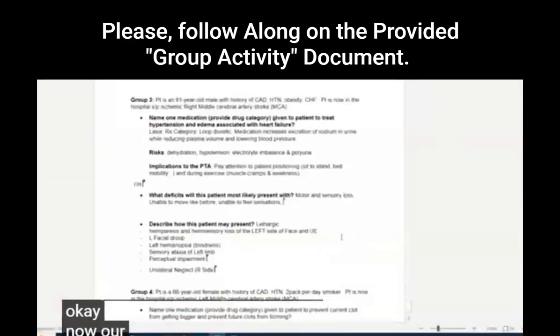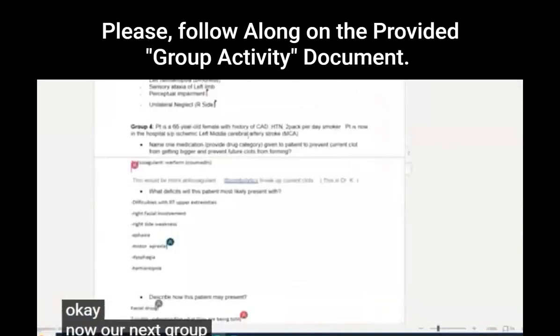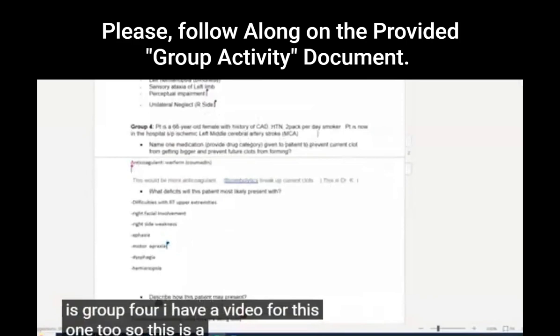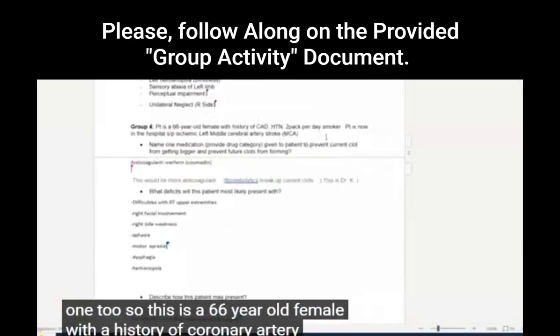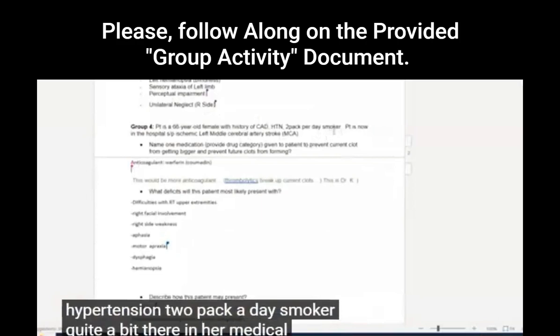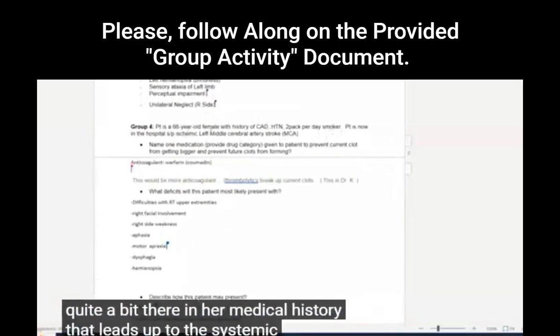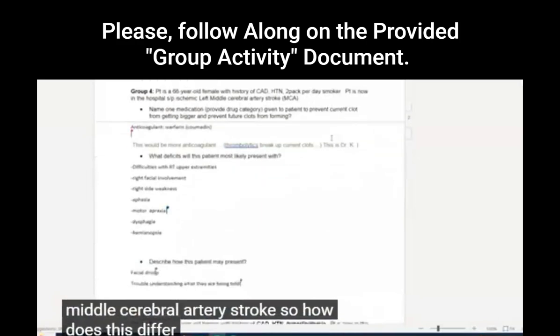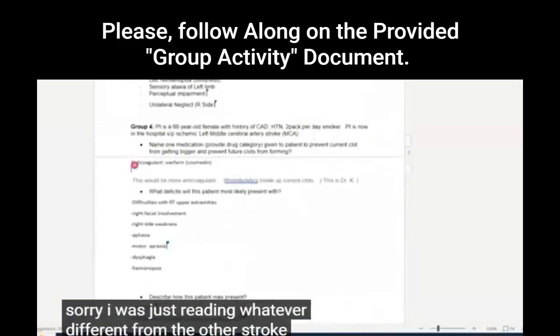Okay. Now our next group is group 4. I have a video for this one too. So this is a 66-year-old female with a history of coronary artery disease, hypertension, 2-pack-a-day smoker, quite a bit there in her medical history that leads up to this ischemic left middle cerebral artery stroke. So how does this differ from the other stroke, group 4?